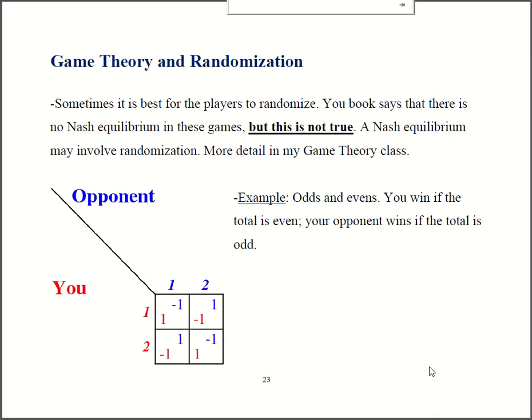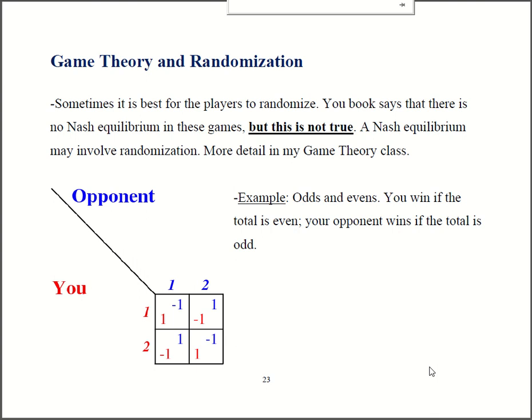You probably played that game when you were a child, and as you know, the best strategy there is to make a move at random. You want to play rock 1/3 of the time, paper 1/3 of the time, and scissors 1/3 of the time. So you're randomizing, but that doesn't mean there's no Nash equilibrium. The Nash equilibrium is both players randomizing, playing each strategy with probability 1/3.